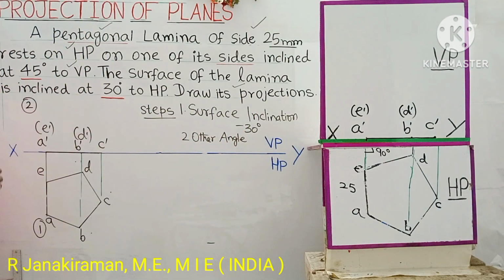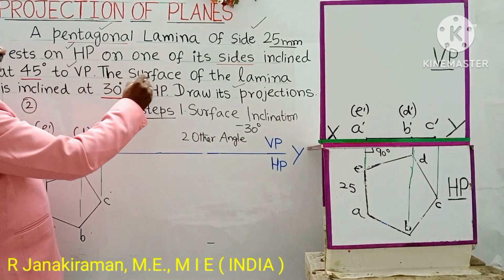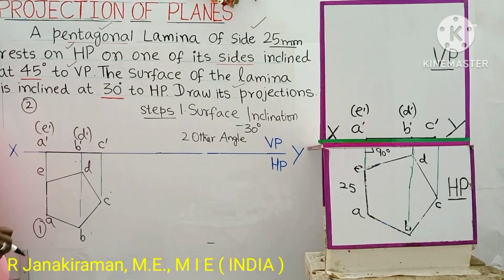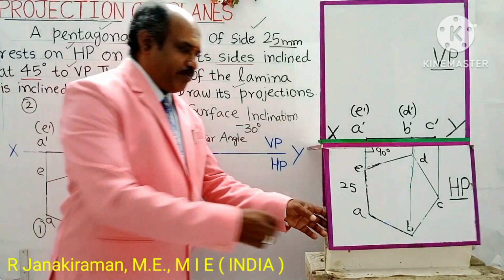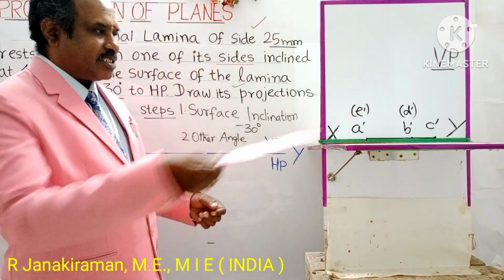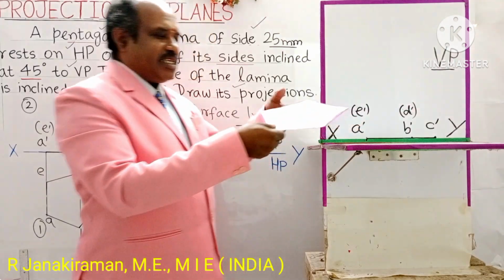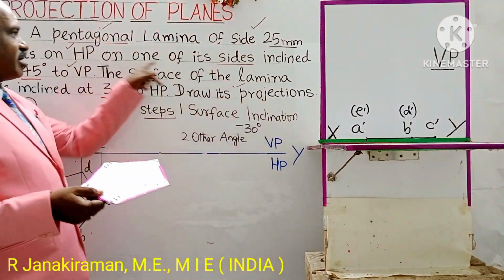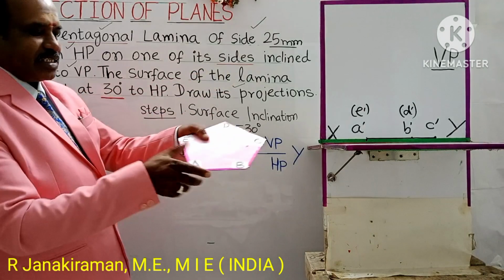It is given in the second statement of the question: the surface of the lamina is inclined at 30 degree to HP. So earlier the object, the Pentagonal Lamina, is placed like this. I consider AE as the resting side, resting on HP on one of its sides.